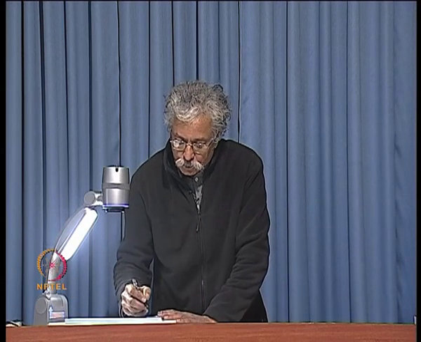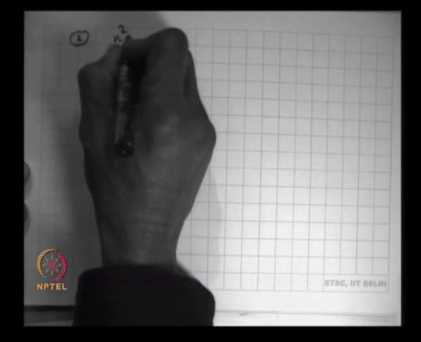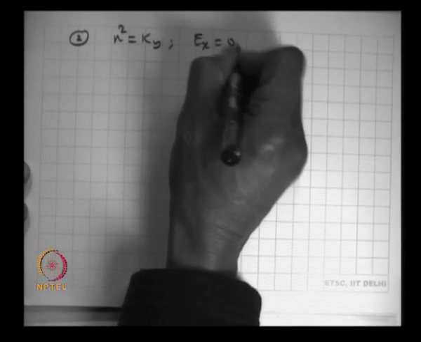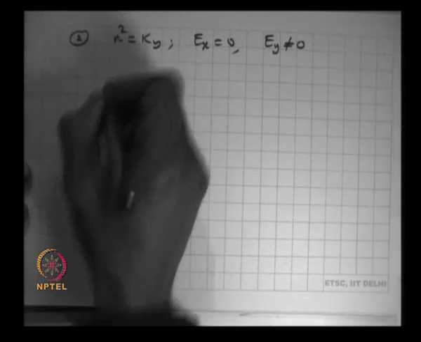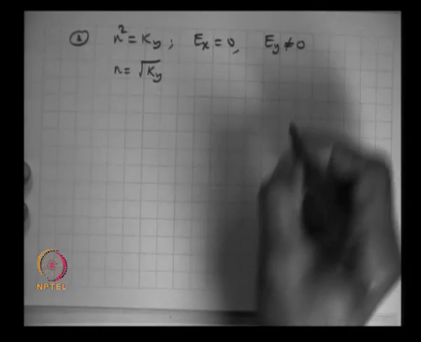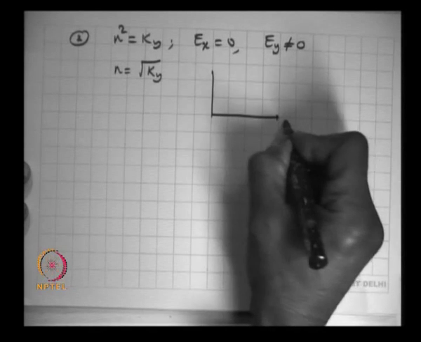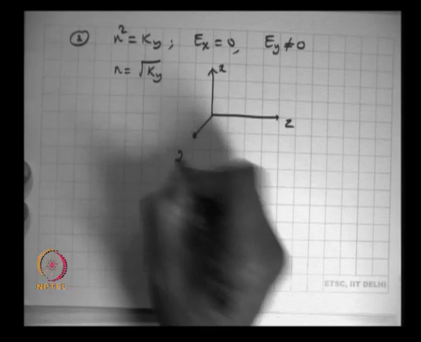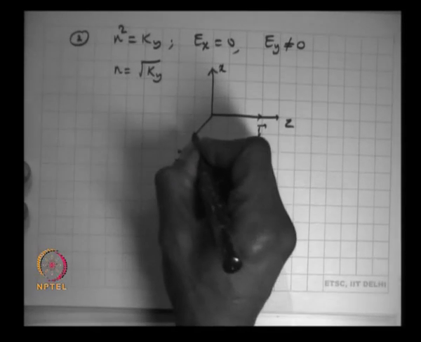So, let me look at the second solution. The second solution is n square is equal to ky, Ex is equal to 0 and Ey not equal to 0. So, the refractive index as seen by this wave will be square root of ky, and if I draw the diagram again, this is z direction, this is x direction, this is the y direction. So, this is k vector, the electric field is along this direction.